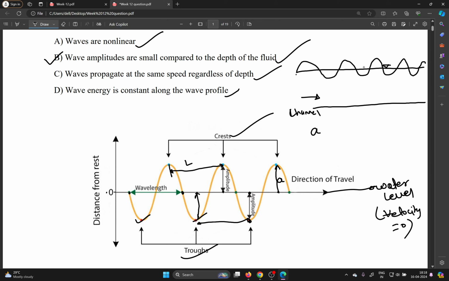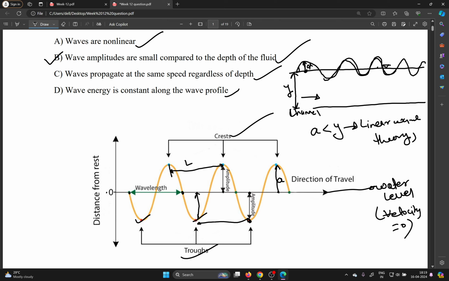Wave propagation means your water surface reaches up to that, and the water surface is propagating like that. Initially it was a straight, normal condition. Whatever the value of water depth, let's suppose y, or your amplitude of the wave is a, then a should be less than y. This is the assumption of linear wave theory.